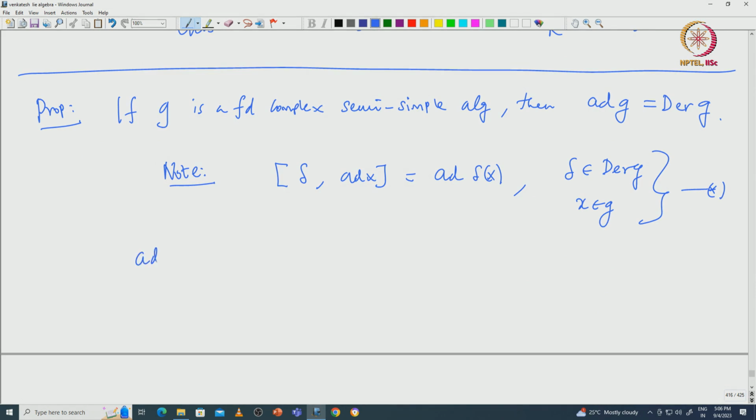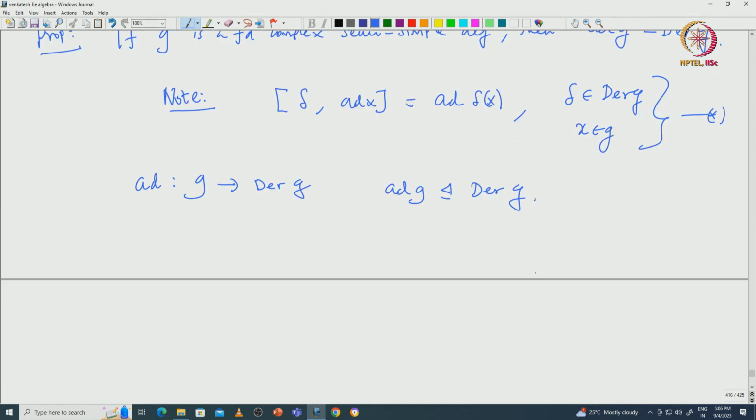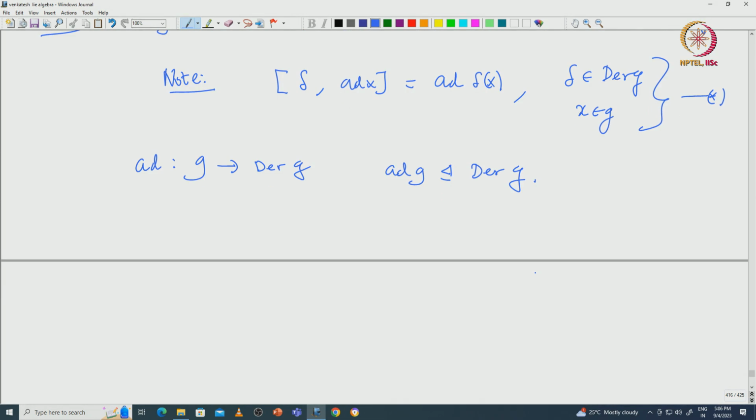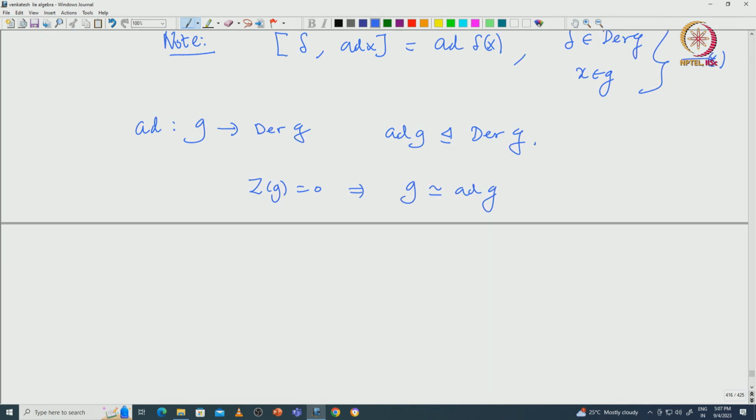Now look at this ad map from g to the derivations of g. So, now ad g is an ideal inside the derivations of g. And this is actually true for any Lie algebra, there is nothing special about semi-simple. Now if you look at the center of g, that being a solvable ideal, must be 0. So, that implies g must be isomorphic to ad g. That is something we have for semi-simple algebras.